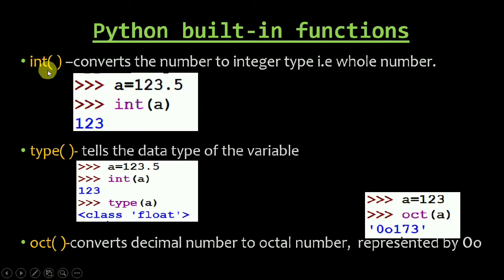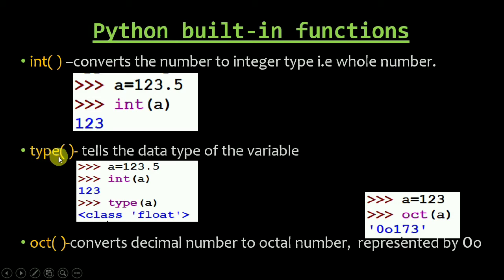The first function is the int function. It converts a floating point number to the integer type, that is the whole number. Here we have a variable a which stores 123.5, which is a floating point number which has a fractional part. So if we say int(a), that is we are converting the value stored in variable a to integer type, it will give us the answer as 123.